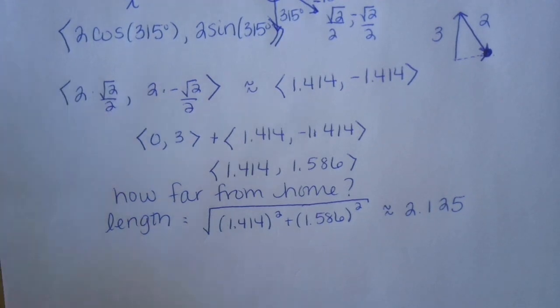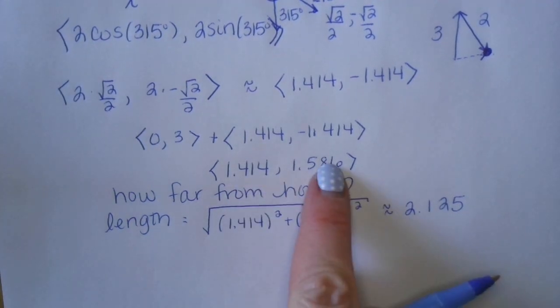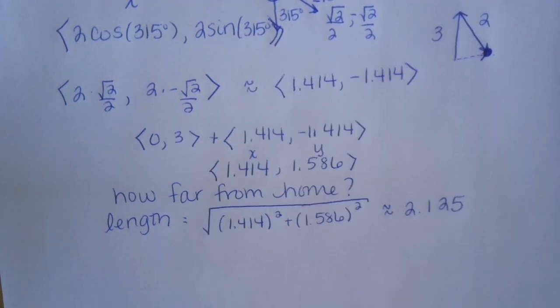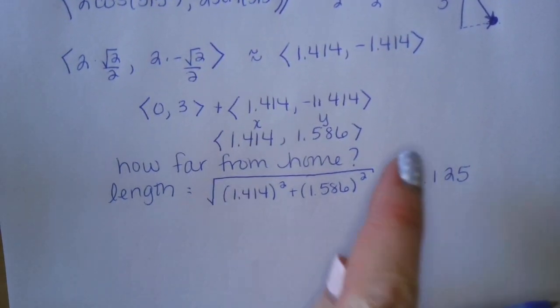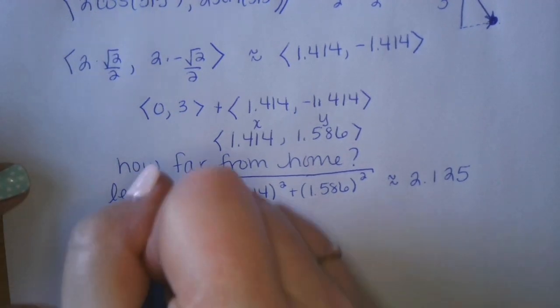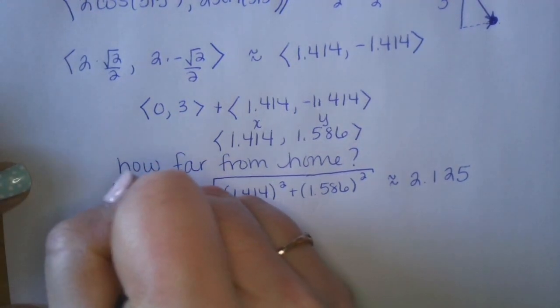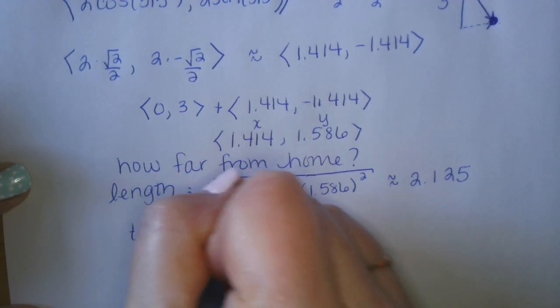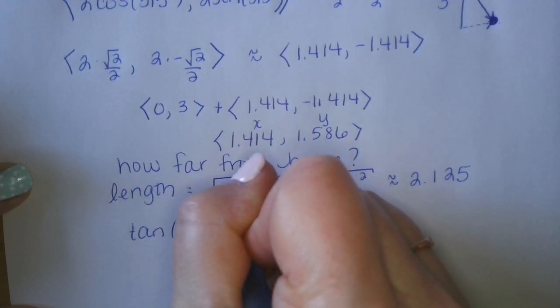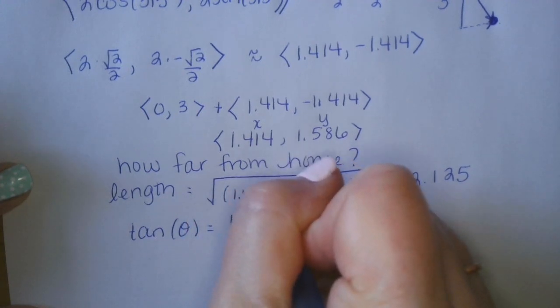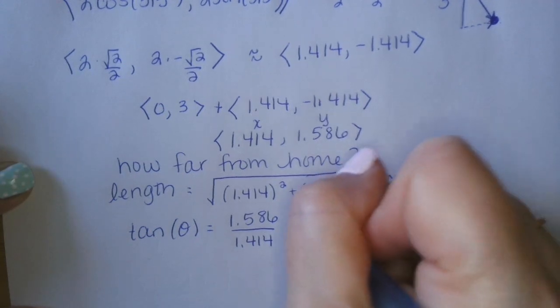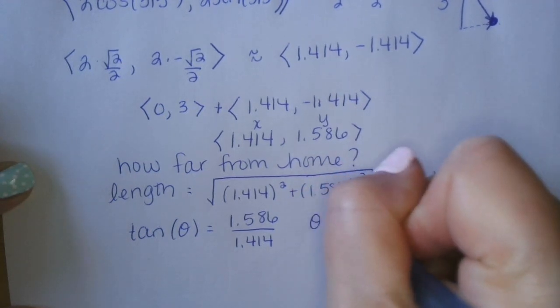Well, what direction are we? I've got the vector, so I have an x and I have a y. I don't know what theta is, but since I have x and y, we can use tangent like we had done before. I know that tangent, if I want to find theta, is 1.586 over 1.414. So therefore, finding our theta, we need the inverse tangent.